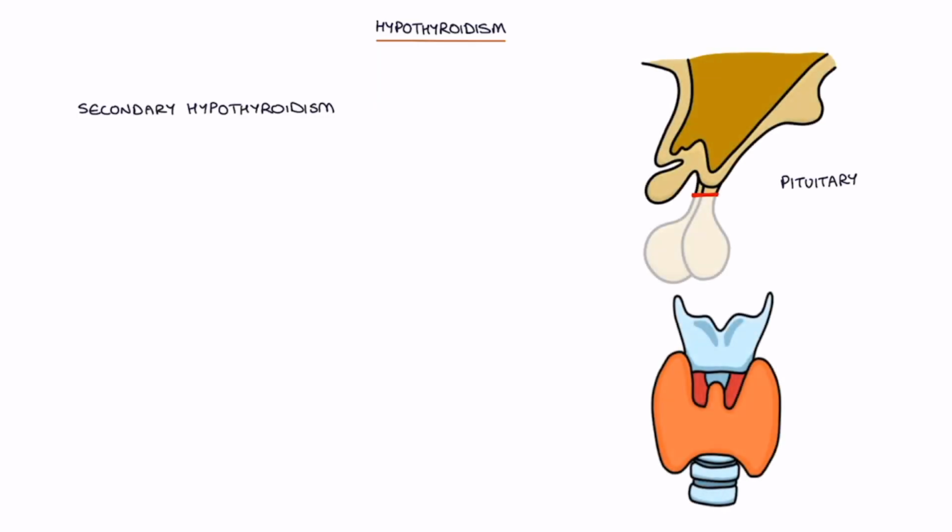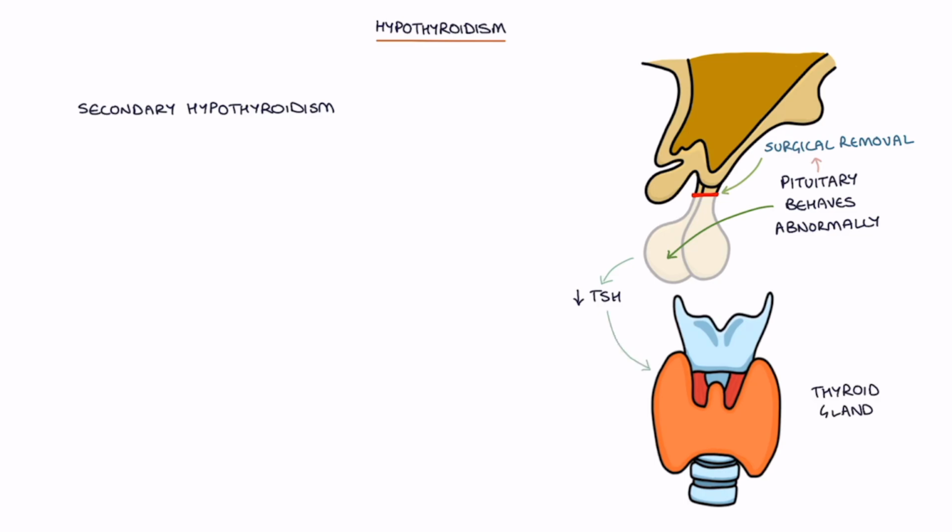Secondary hypothyroidism is where the pituitary gland behaves abnormally and produces inadequate TSH, for example after surgical removal of the pituitary. This results in understimulation of the thyroid gland and insufficient thyroid hormones. TSH, T3 and T4 will all be low.